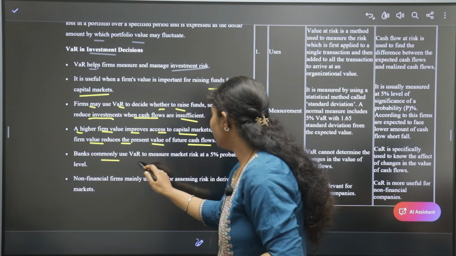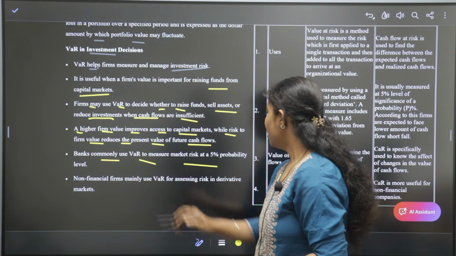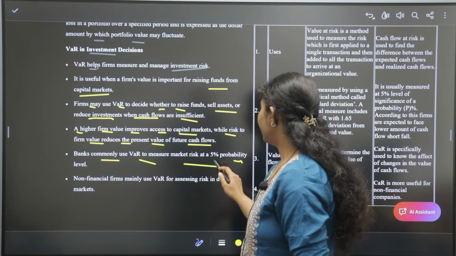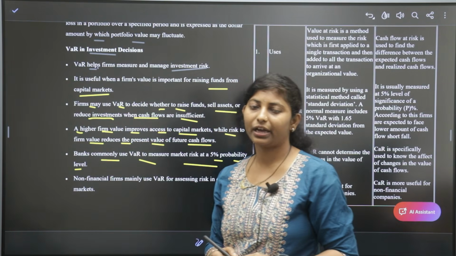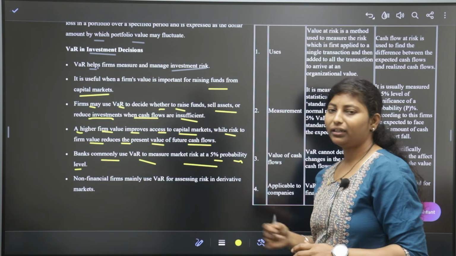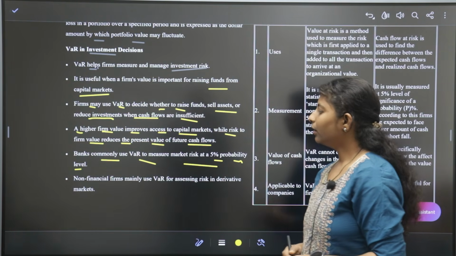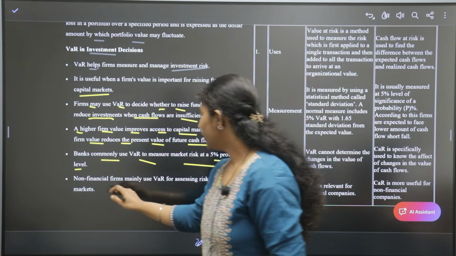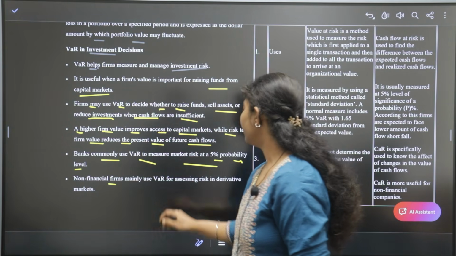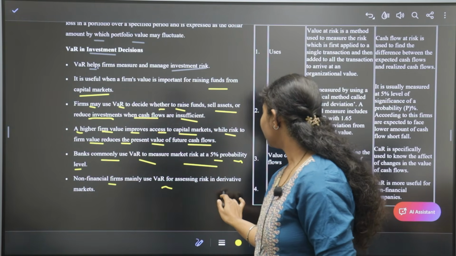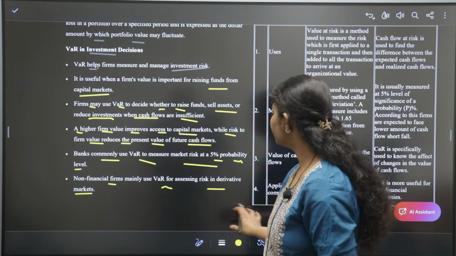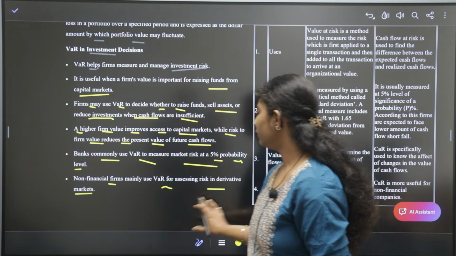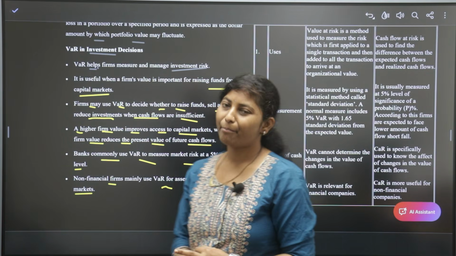Next, banks commonly use VaR to measure market risk with the help of a 5% probability level. So this is used mainly by banks, thinking of a 5% level of risk. Then non-financial firms may use it in assessing risk in the derivative market. For non-financial firms, it helps in different derivative markets.